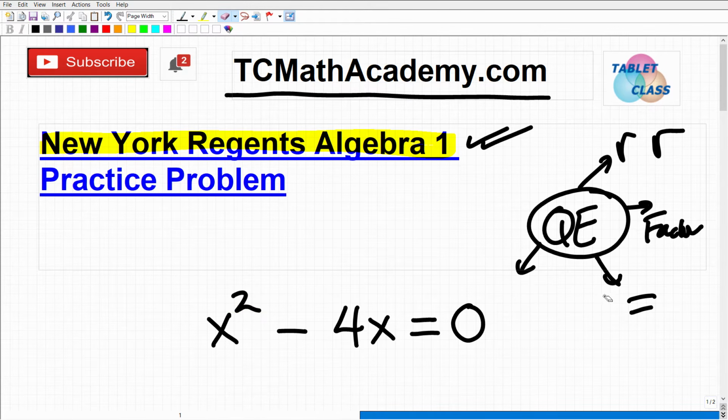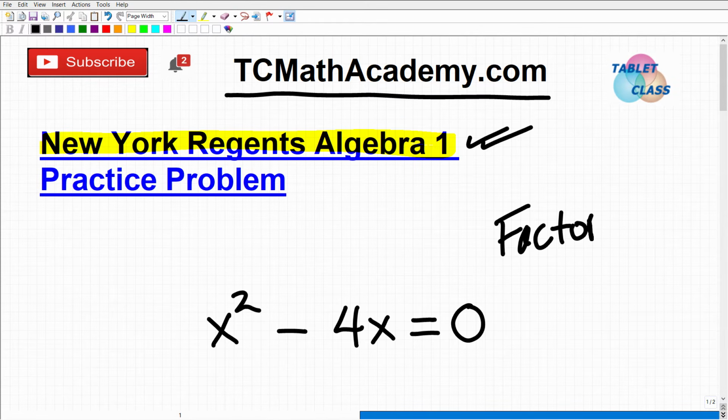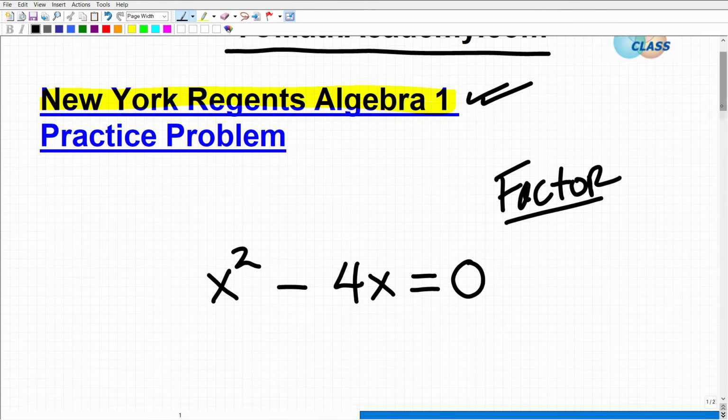But I can tell you right now, anytime you're dealing with anything in algebra, specifically an equation, you always want to look for opportunities to factor, which is a whole other big skill that you learned in algebra. So let's go ahead and get into the solution here.